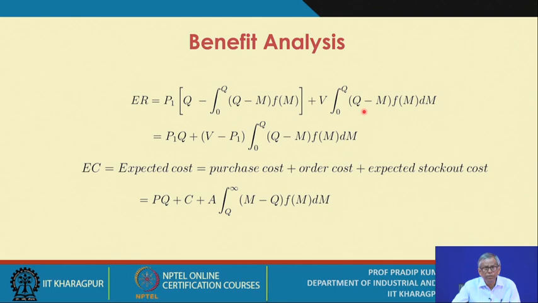Now what do you do? This excess stock, the certain recovery is possible. That means excess stock you can sell with the salvage price. So the salvage price per unit is V. So that's why it's V into the integration 0 to Q, Q minus M into Fm dm.